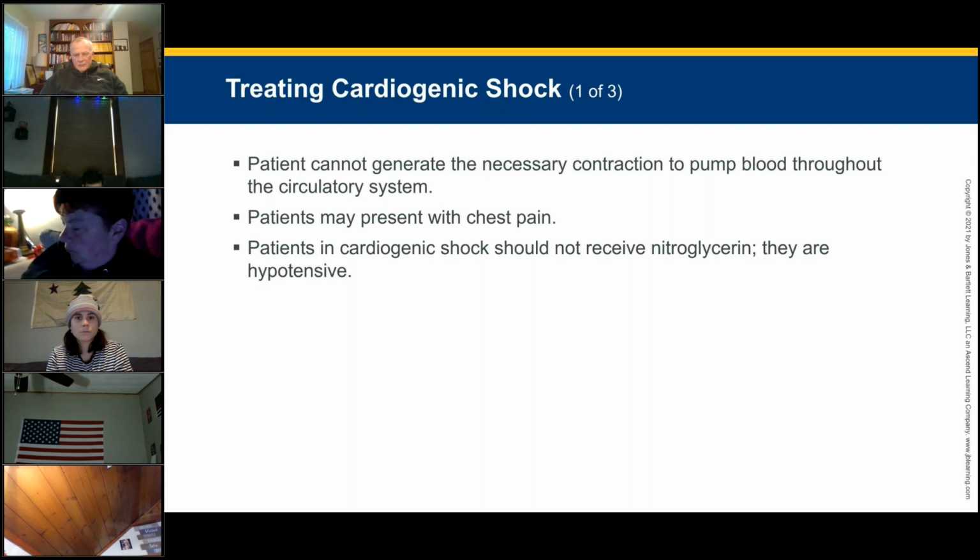Treating cardiogenic shock. A patient who's in shock as a result of a heart attack simply cannot generate the necessary power to pump blood through the circulatory system. Usually, patients with cardiogenic shock don't have any injuries, but they may be having chest pain. Patients in cardiogenic shock should not receive nitroglycerin because, by definition, they're going to be hypotensive. Their blood pressure is going to be too low to allow for nitroglycerin.